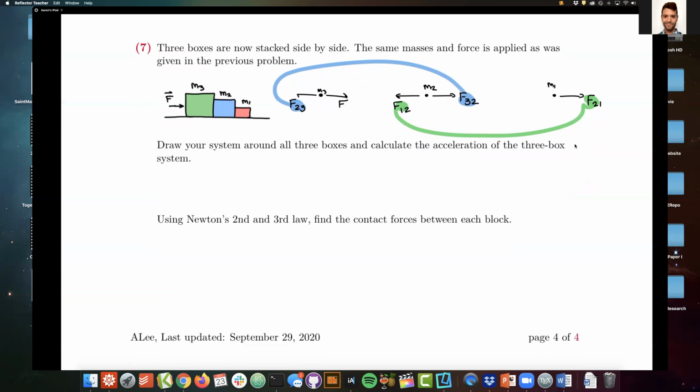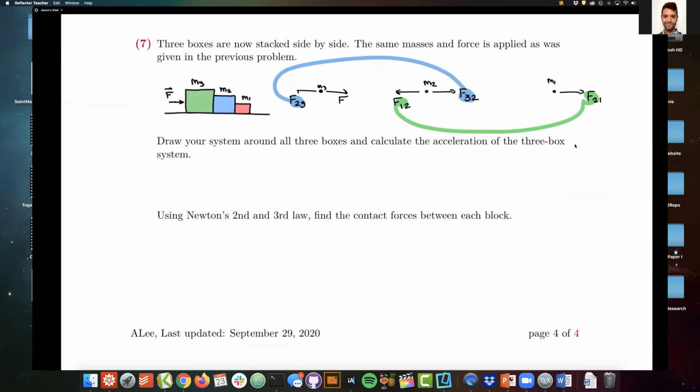For example, you could say, if the system is the entire thing, then the only external force is a force pushing the entire system to the right. The free body diagram of the system is just the force of the push, acting on the sum of all the 3 masses. You can then get the acceleration of the system is again just force of the push divided by the sum of the masses, which should be the exact same number as before.